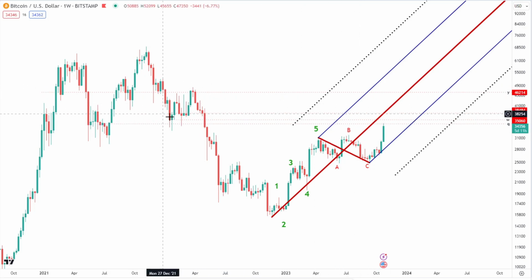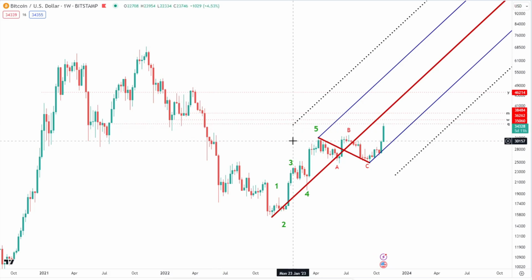Okay, so first of all, very obvious overhead resistance that hasn't been tapped yet. You can see these highs here didn't quite reach into this very key bit of overhead resistance, but now, as you can see, we have tapped into that point. So that's just one thing.